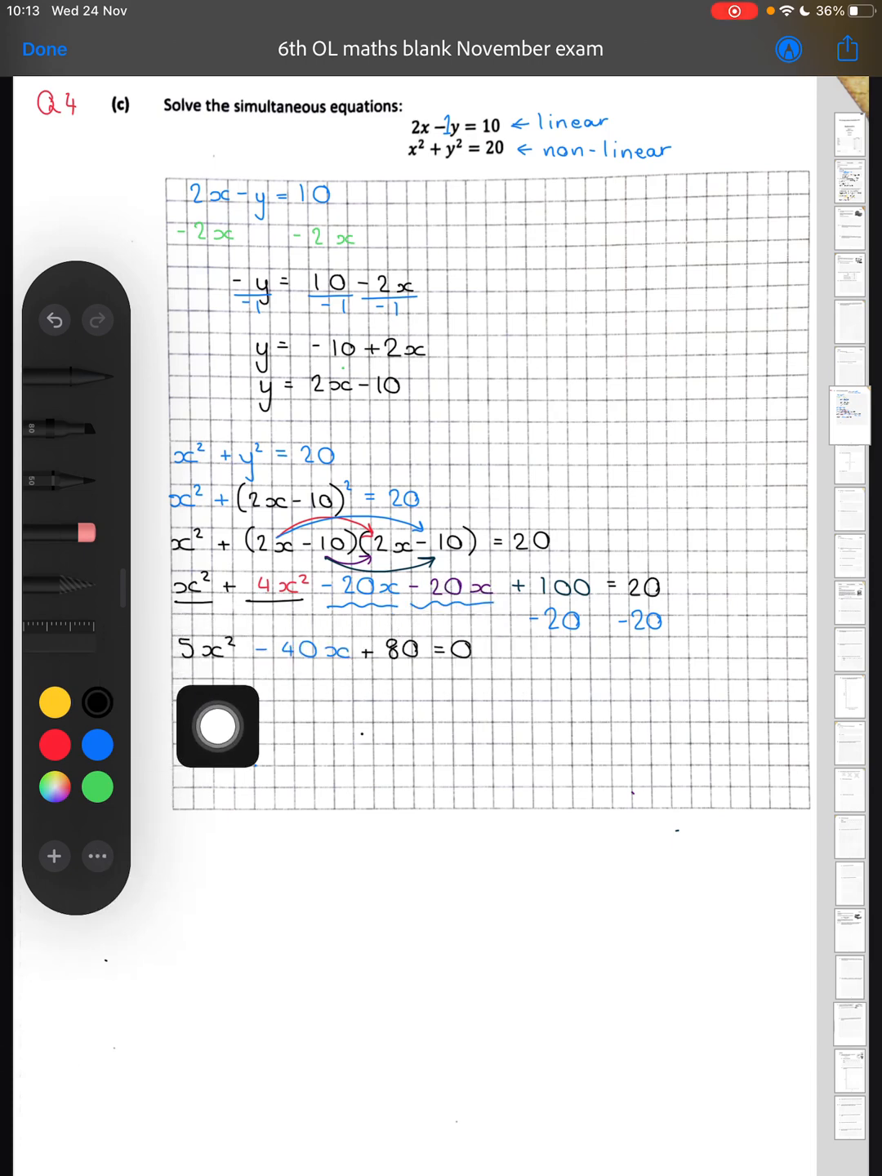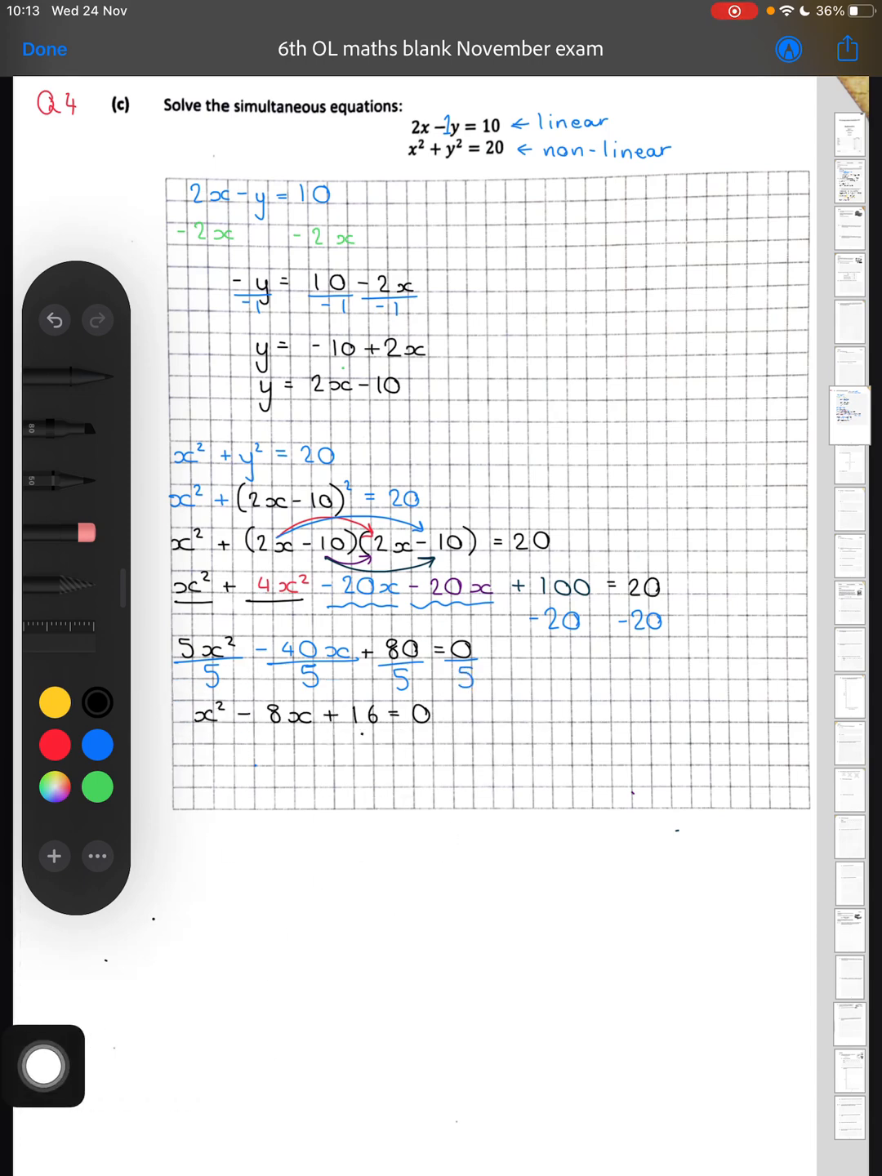Okay, so this is a nice quadratic, because usually we want the coefficient of the squared variable to be 1. Here it's 5, but we notice that we can divide across by 5, because 5 goes into 5, it goes into minus 40, and it goes into 80 and 0. So I'm going to divide every term by 5 so that the coefficient of my squared variable is 1. So I'm going to have x squared minus 8x plus 16 is equal to 0.